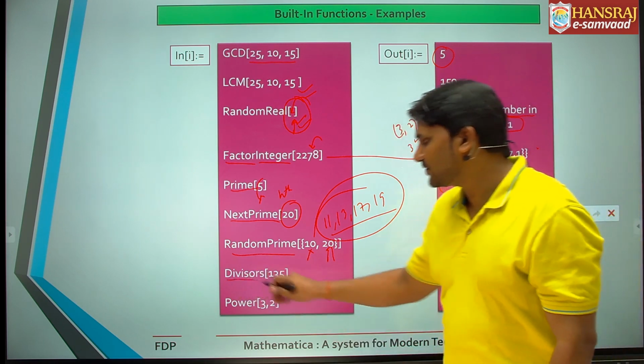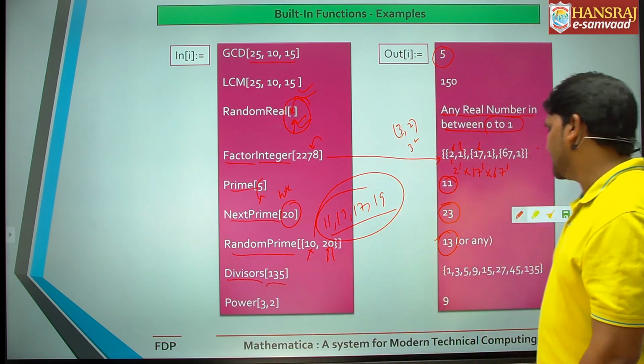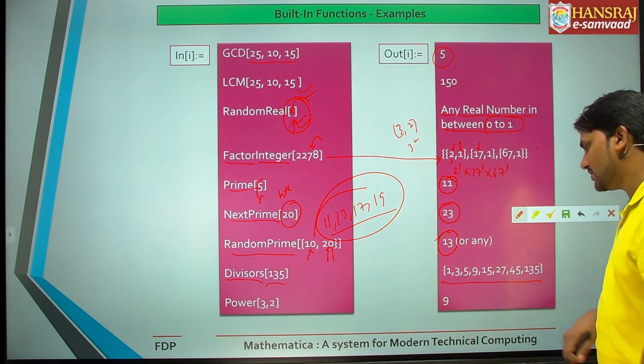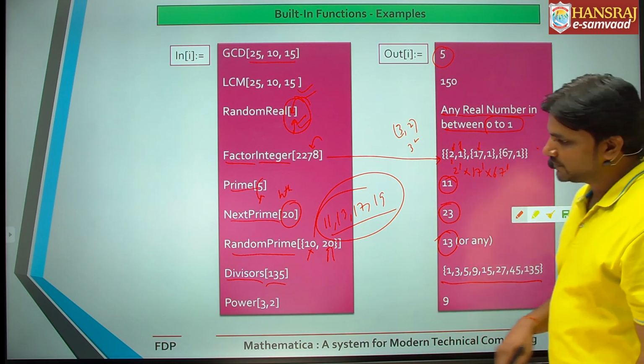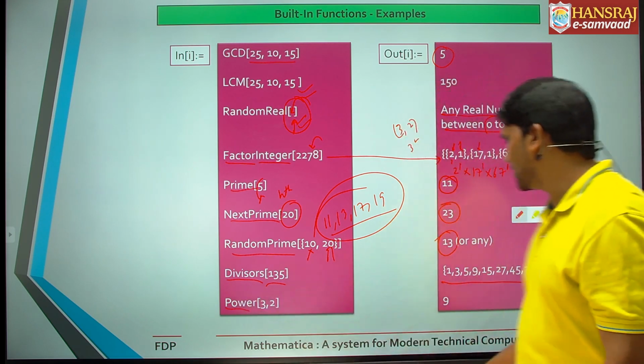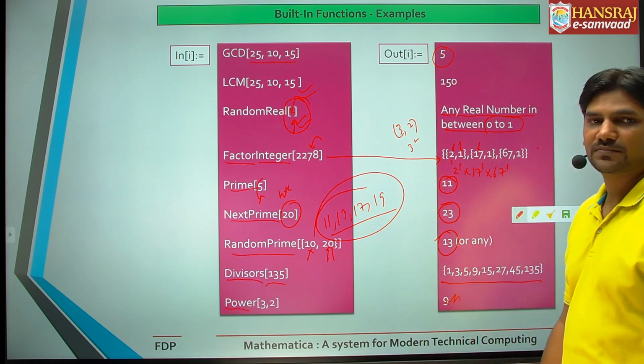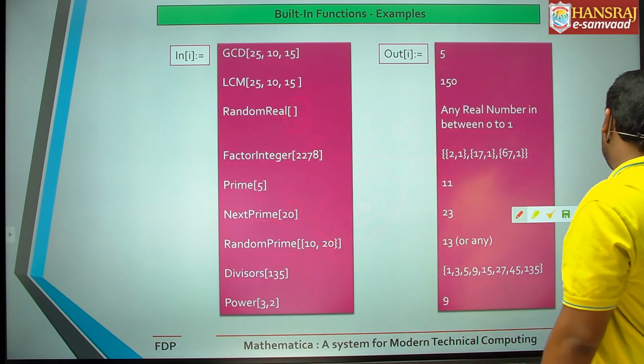Then the divisor function is there. So you want to find the divisors, the total number of divisors, and the total values will be your output. Then you can use the Power function, 3 to the power 2. You can write the value as 9 as your output.